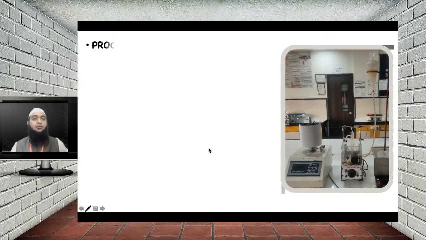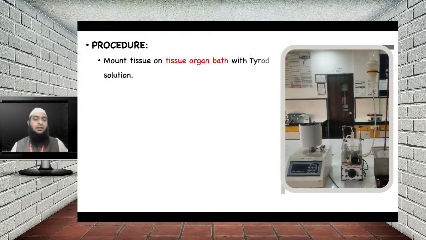Let's go ahead and now we'll see the detailed procedure of this experiment. So now we have seen how to isolate that. Now after isolation, we need to mount that tissue on the tissue organ bath. So here we are going to mount that particular tissue, and we are going to tie that particular tissue on the lever, okay, by using the thread. There is another thread which is attached to the aeration tube, okay, and that can be tied to the aeration tube, right? And the aeration tube is connected to the aerator, from where the tissue will get the oxygen.